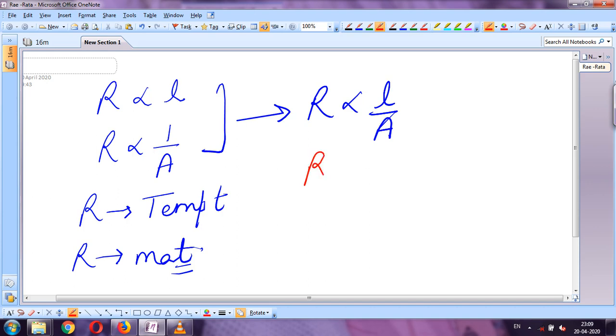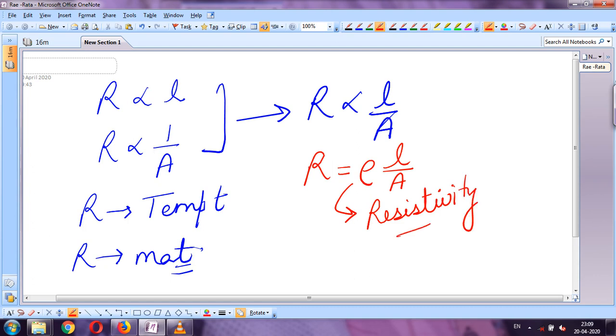Now after removing this proportionality sign, what can we write? We can write rho. What is this rho? This is the constant of proportionality and is called resistivity. Now we will define resistivity after this.